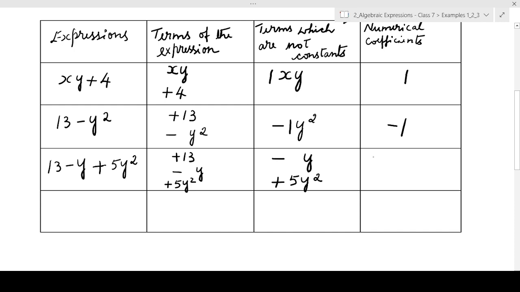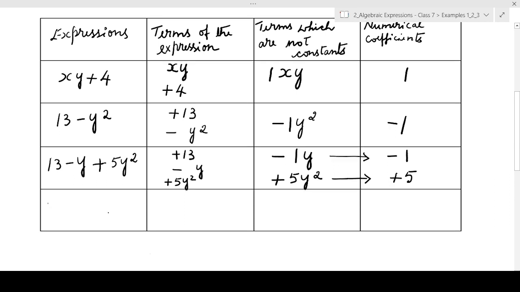Now coming to the numerical coefficient. What is the numerical coefficient of minus y? No number as such. If there is no number, it is 1. So you say minus 1. This is the numerical coefficient of minus 1y. And what is the numerical coefficient of plus 5y square? Numerical means number. So it is plus 5.